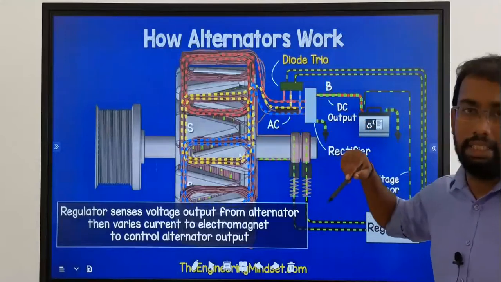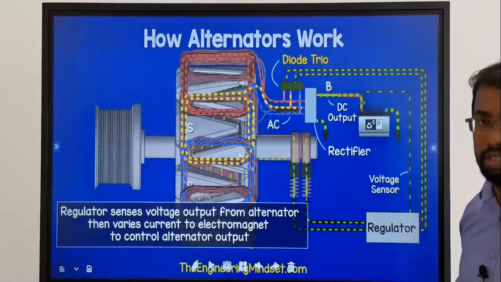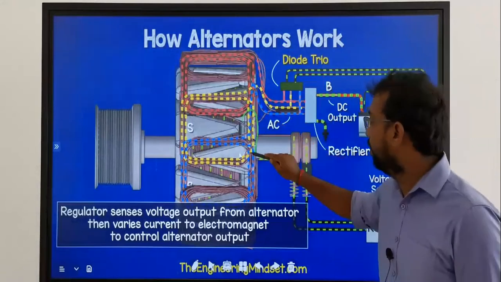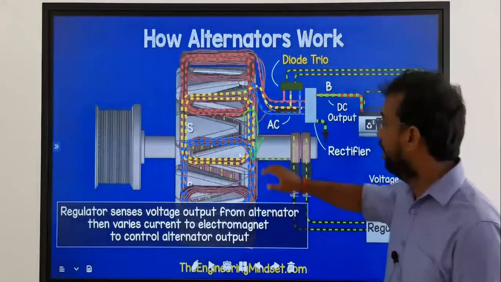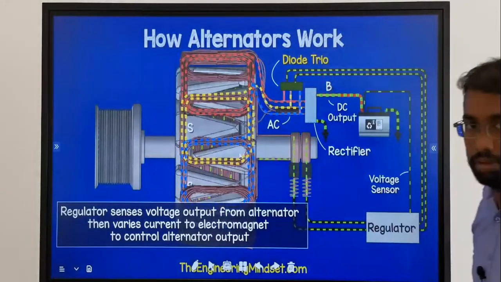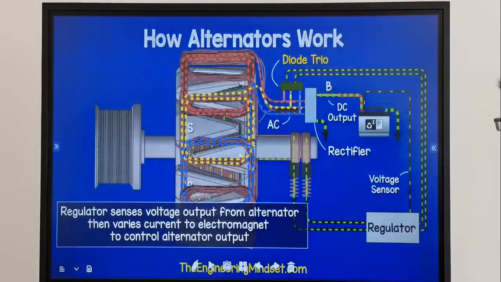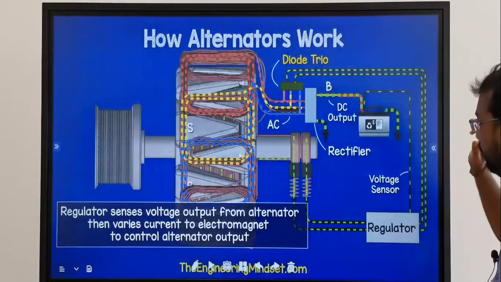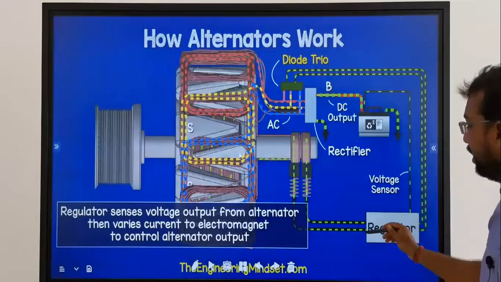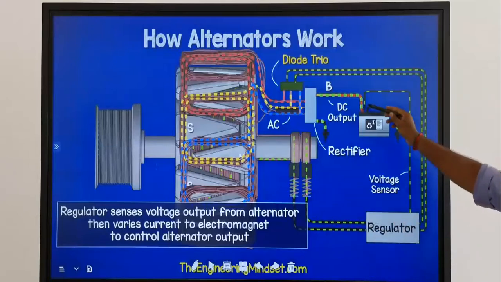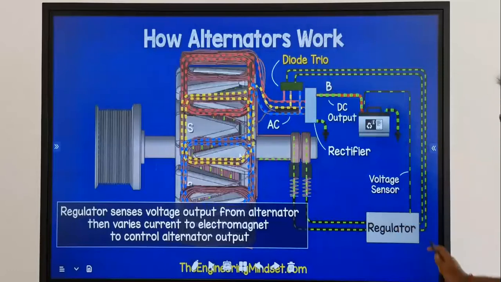In the idle condition, the engine rotates very slowly, so the rotor also rotates very slowly. At that time the regulator gives more current to produce a balanced or average charging value. The regulator knows the engine load and how much battery charge we need. So the regulator controls the supply current flow. Here you can see the voltage sensor, which is also connected with the regulator.